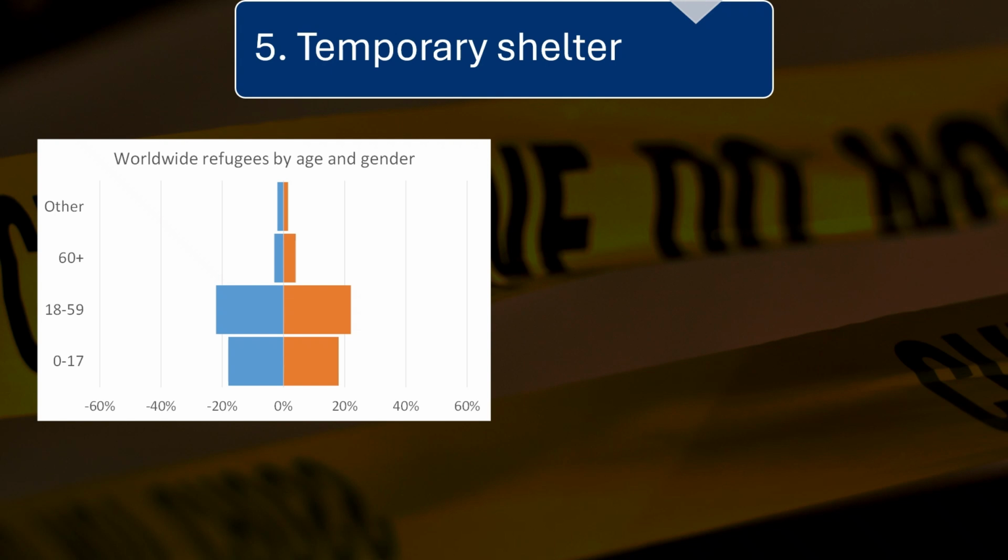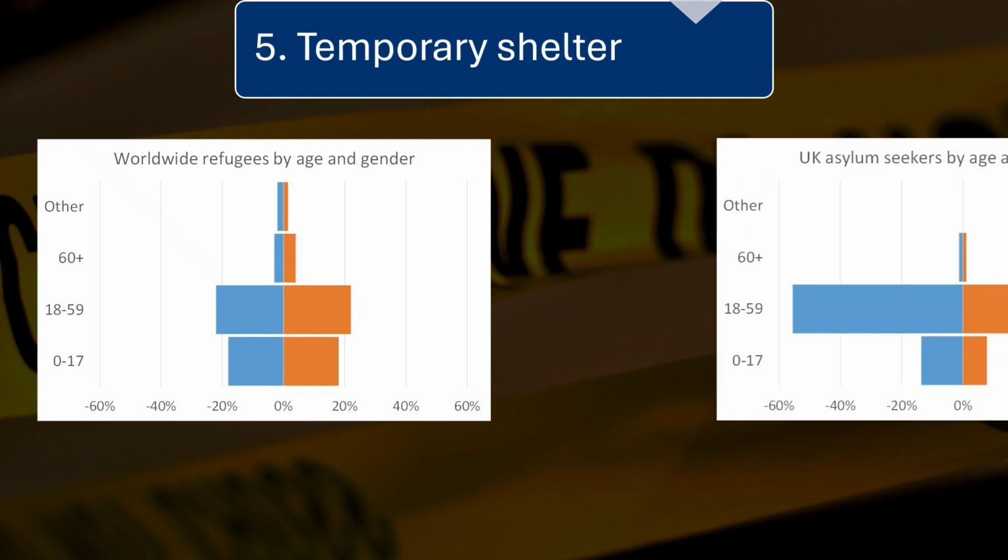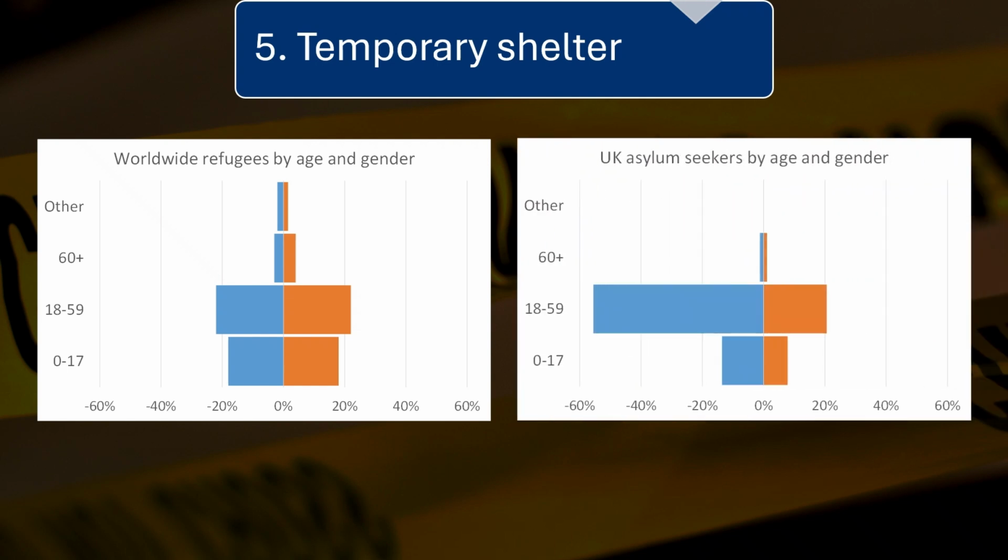Let's compare that with UK government data on the UK asylum claims, split by age and gender. Where have all the women gone? Where are all the old people? Where are all the children? Getting statistical on this, there's a 0% chance that this is a random selection of the worldwide refugee population.